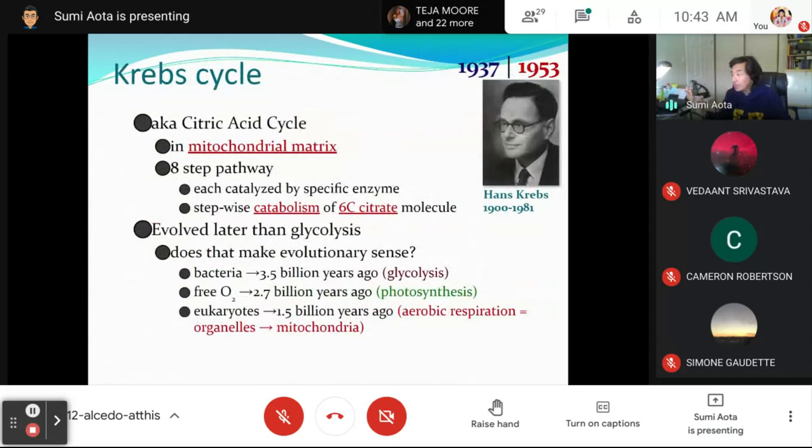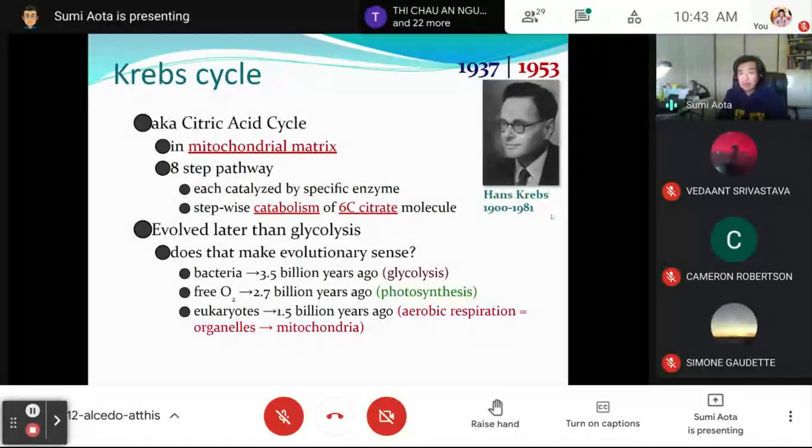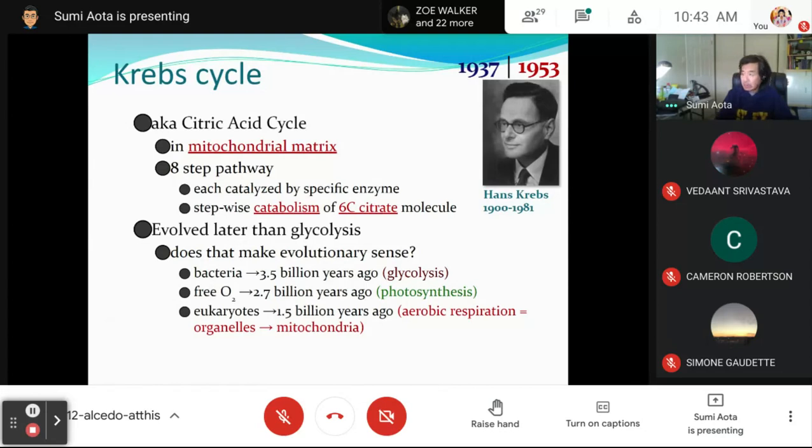Okay, stage 3, Krebs cycle. Discovered in 1937, he worked out the entire Krebs cycle. In 1953, he won the Nobel Prize in medicine for that discovery. Okay, Krebs cycle is also known as the citric acid cycle. It's also known as the TCA cycle.